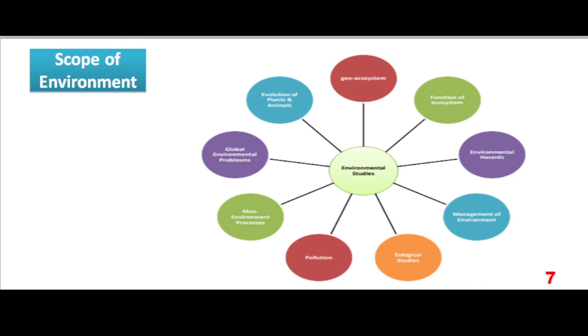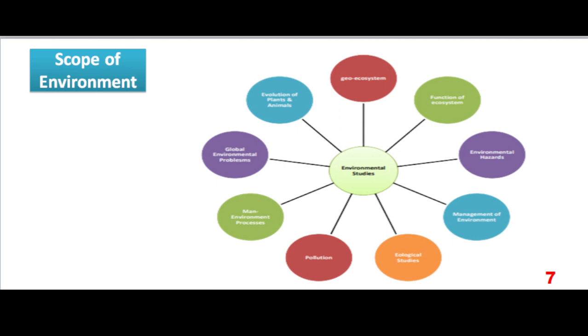So, the diagram represents the various components and focus areas within the field of environmental studies. So let's discuss one by one. This is the geo ecosystem. This refers to the study of ecosystem at a geographical scale, integrating the interactions between living organisms and their physical environment. For example, studying how different landforms like mountains and plants influence the types of vegetations and wildlife that can thrive in those areas.